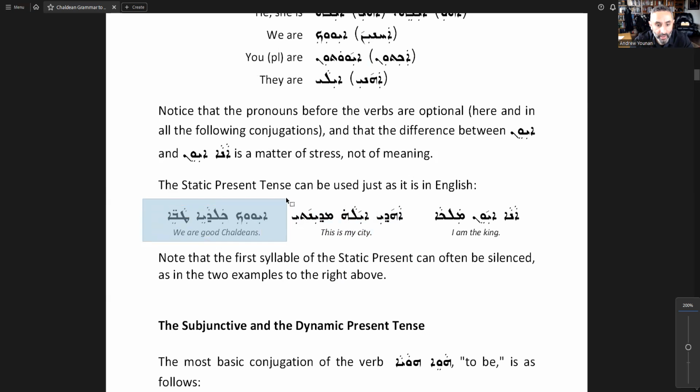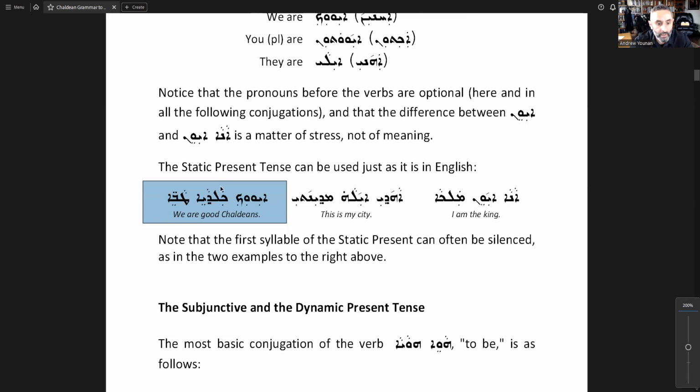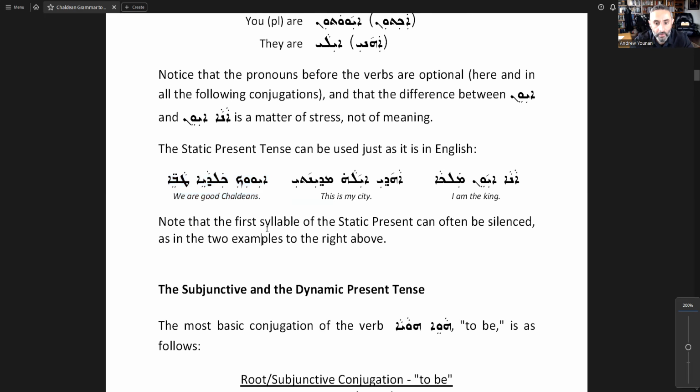Iuch kaldaye tawe. So now we have an adjective. Iuch, we are. Kaldaye, Chaldeans. Tawe, good. We are good Chaldeans. Iuch kaldaye tawe. Okay. And again, as always, the adjective comes after the noun. Now, let's look at something else.